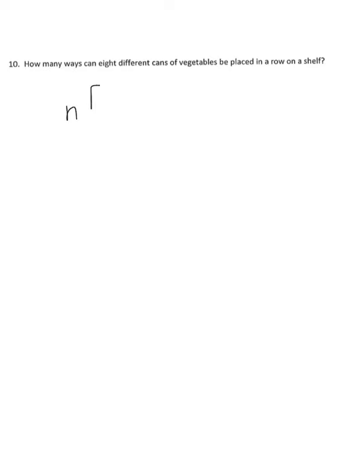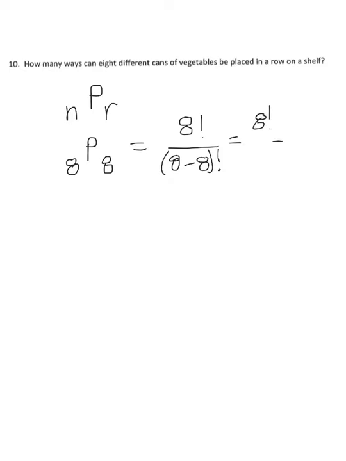So we are going to use nPr. That's one way we can do it. I will also show you another way. So if we do nPr, n is the number of cans of vegetables, which is 8. And then r is how many we're selecting. Well, we're putting all of them up on the shelf, so it's 8 pick 8. Now look what happens when you do this. You get 8 factorial, because that's n, over 8 minus 8 factorial, which gives you 0 factorial, which by definition equals 1. So this is equal to 8 factorial.